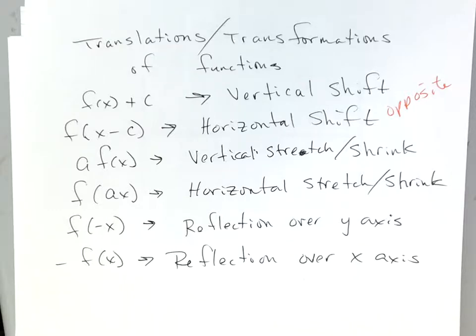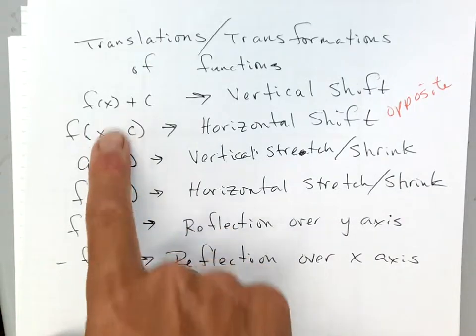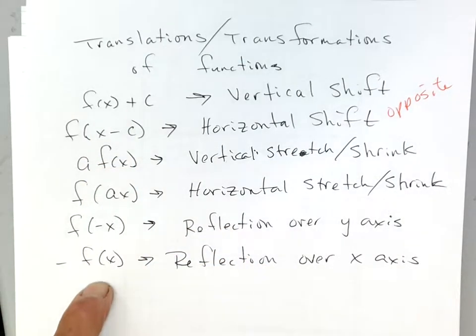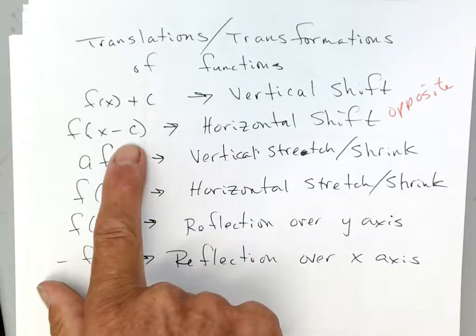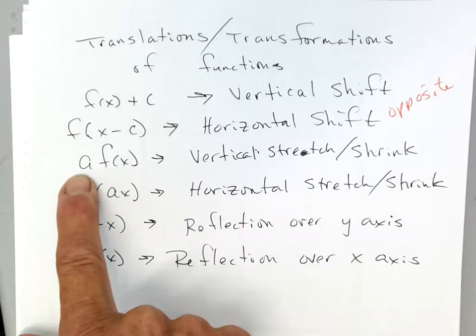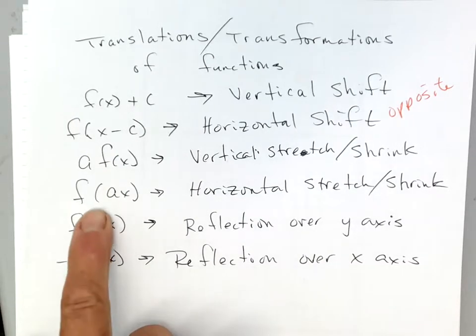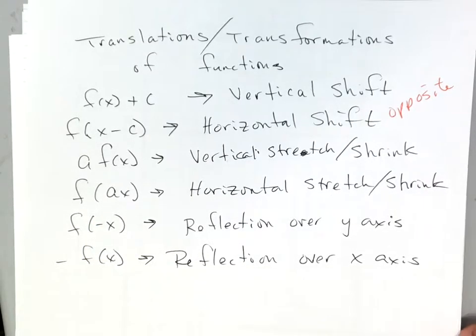Okay, so here we are. These are all of the different translations or transformations of functions we're going to do. This is a vertical shift, a horizontal shift, or it's the opposite. A vertical stretch, if there's a number in front, or shrink. This is going to be a horizontal stretch or shrink. This is a reflection over the y-axis, and this is a reflection over the x-axis.